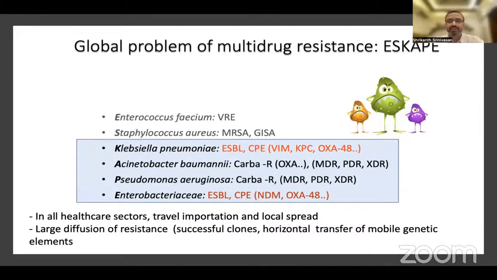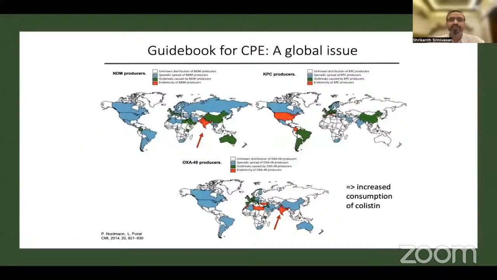In all healthcare sectors, travel, importation, and local spread are contributors to the spread of these strains. Since the world has become a global village, there's been an excessive amount of travel, rampant use of antibiotics, and scanning of strains from one place to another. And there's a large diffusion of resistance, horizontal transfer of mobile genetic material, and successful clones, which lead to further proliferation of these drug-resistant bacteria.